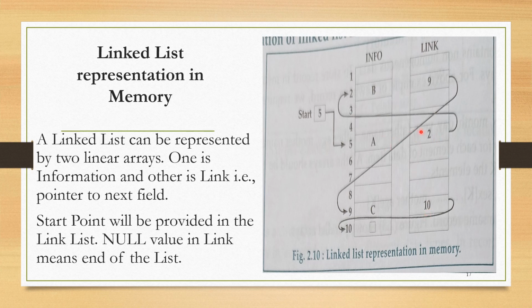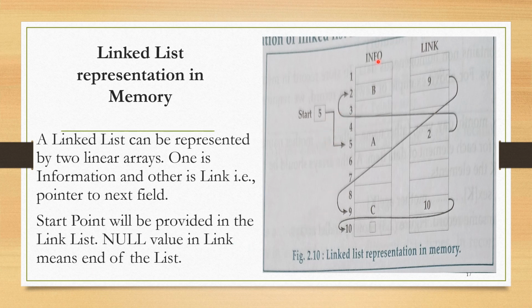So we have two different arrays. A linked list can be represented by two linear arrays. One is the information, and the other is the link, that is the pointer to the next field. The start point will be provided in the linked list. This start point is given as 5. A null value in the link means the end of the list.